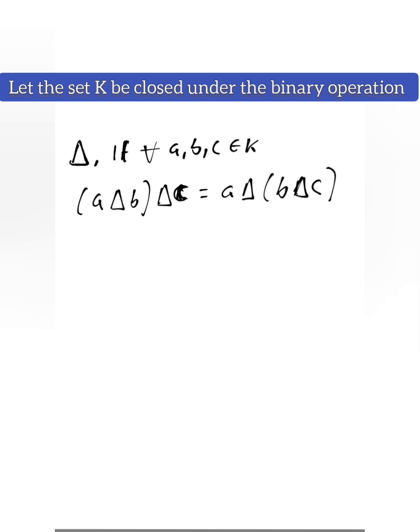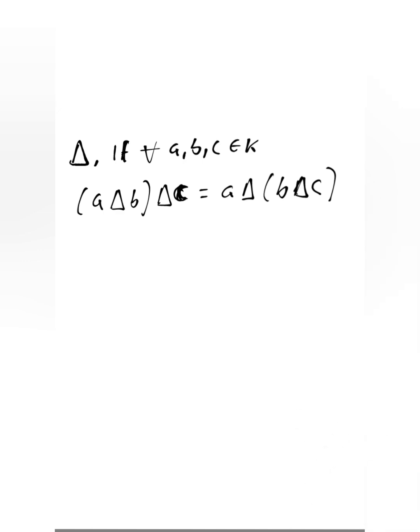And let's consider an example. We are going to investigate whether or not the operation defined by the relation below is associative. Now what is the relation? The relation is A operation B is the maximum of A and B. Now let us investigate whether or not this operation is associative.